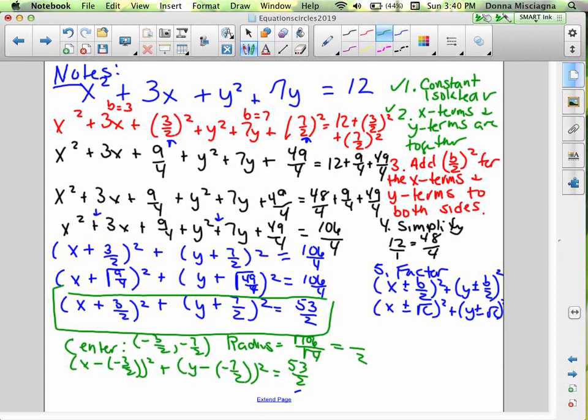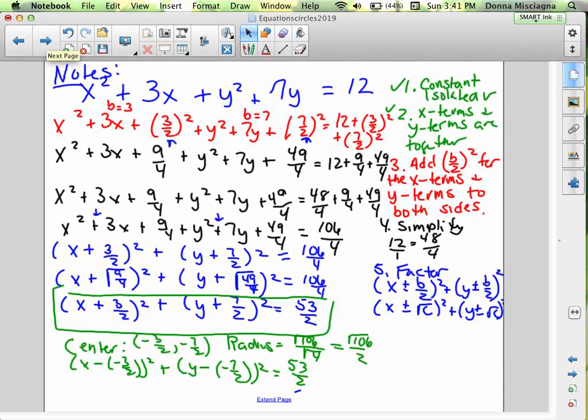Now, 106 we can simplify, probably. All right, so, or can we? No, it's 2 and 53. Never mind. 53 is a prime number, 2 is a prime number. So that's just going to be the square root of 106, and we're done. So the radius is the square root of 106 divided by 2. The center is negative 3 halves and negative 7 halves.